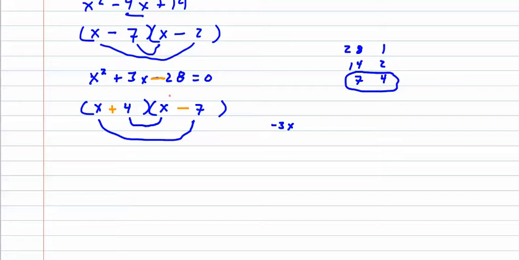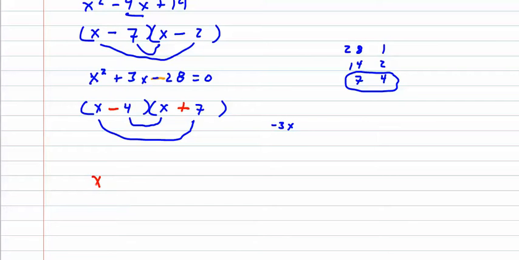All you have to do is make this a positive and make this a negative. That's all you have to do. Now it's negative 4, positive 7 gives us positive 3. Always check and pay close attention to your signs.